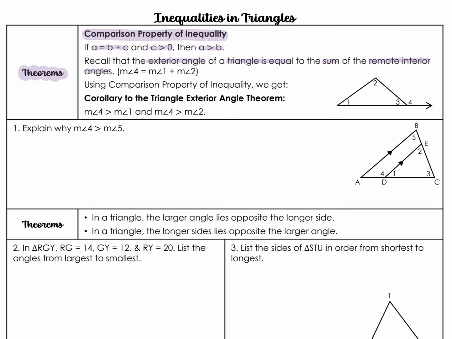Then we have our corollary of that, so just kind of building off of it. We've got that the measure of angle 4 is going to be greater than the measure of angle 1, and it's going to be greater than the measure of angle 2 because those two are being added to get the measure of angle 4. So separately, the measure of angle 4 should still be greater than both of them. All right, so in this first problem, we're going to explain why the measure of angle 4 is going to be greater than the measure of angle 5.